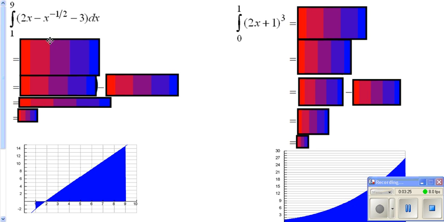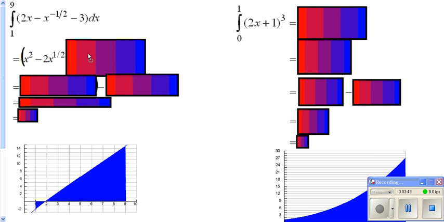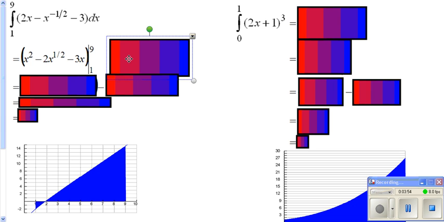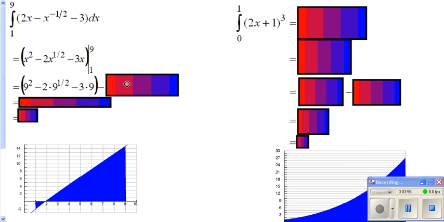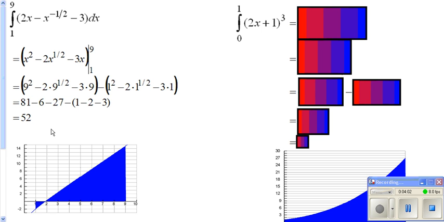Here, same process, do your antiderivative. X squared is your antiderivative of 2x. Here you have to increase your exponent by 1, so you're going to get an x to the 1/2. But then you have to think, okay, I don't have a 1/2 in front, so what would undo that 1/2 power? So that means I have to have a 2 in front. Because if you take the derivative of this, you need to get what we have above. Then we have to go ahead and do the 3. So then you're going to plug in your 9, subtract what you get when you plug in your 1, and you get 52.